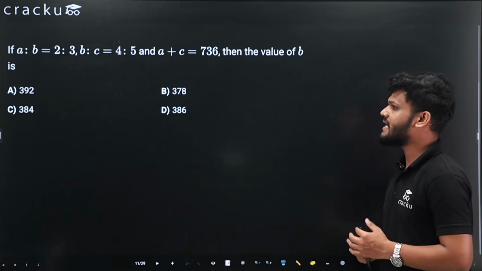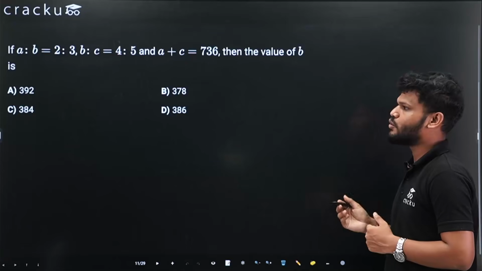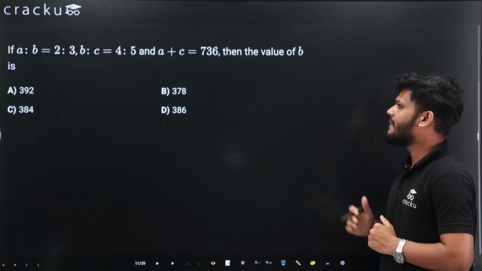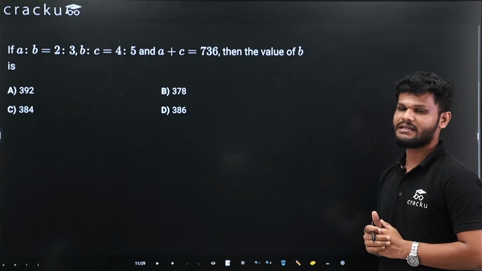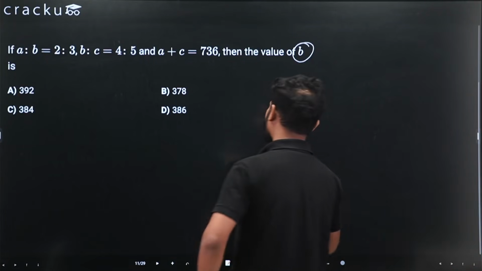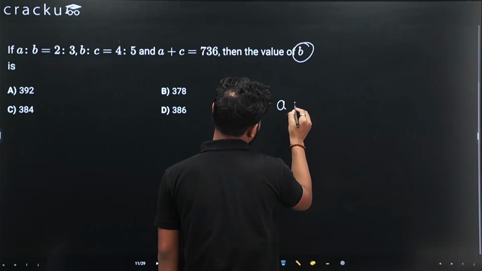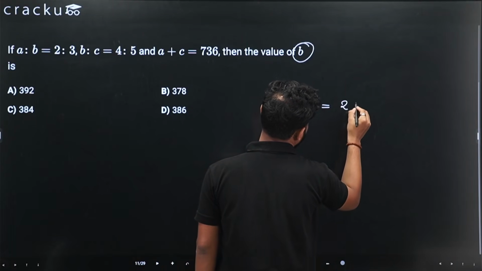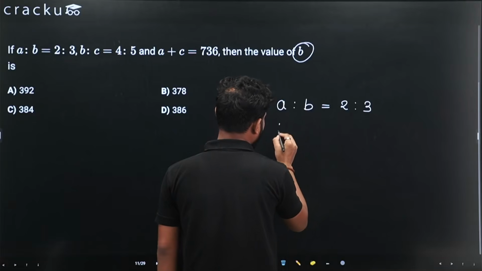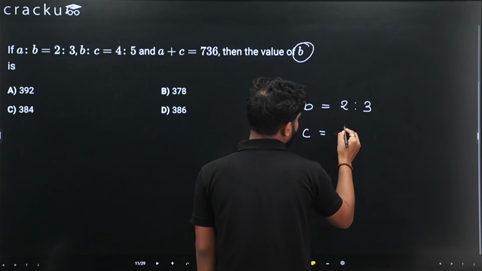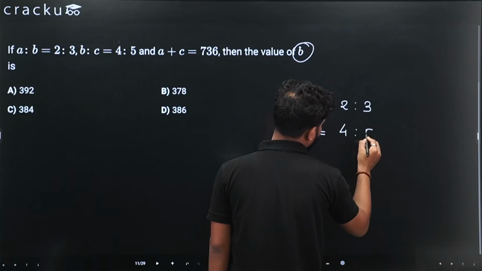In this question we are asked: A is to B equal to 2 is to 3, B is to C equal to 4 is to 5, then A plus C equal to 736. We have to find the value of B. How do you do this? Let us say A is to B is equal to 2 is to 3. B is to C is equal to 4 is to 5.